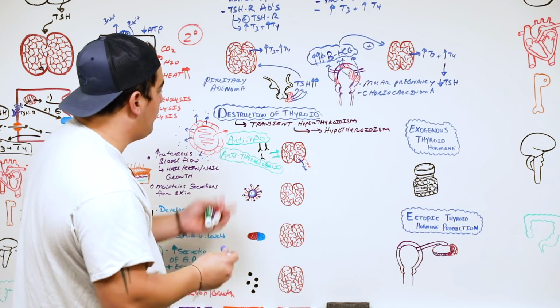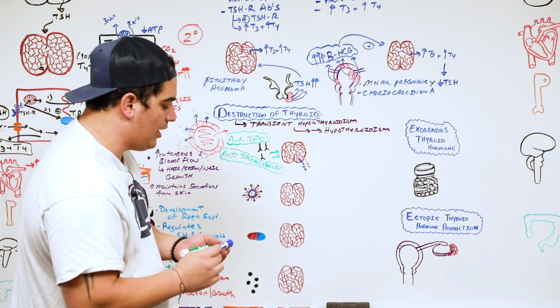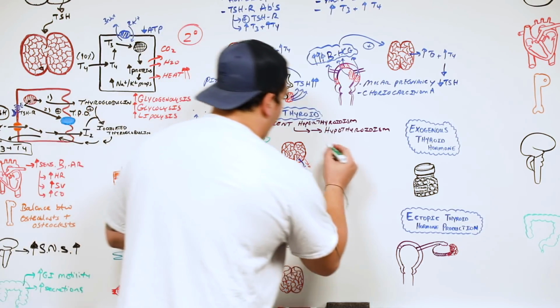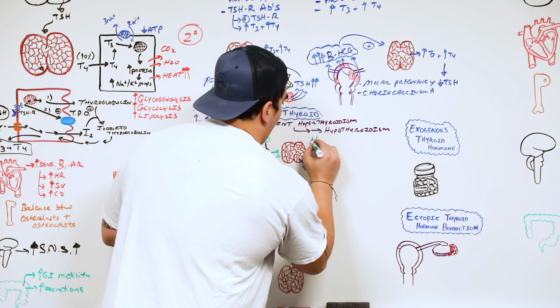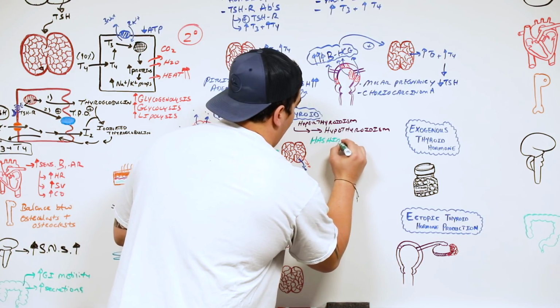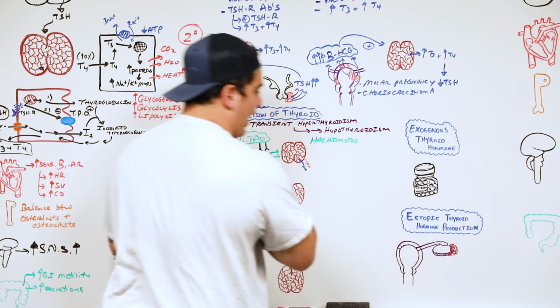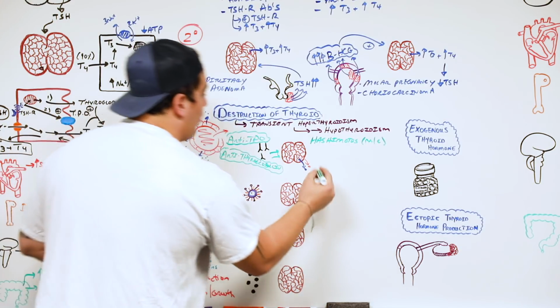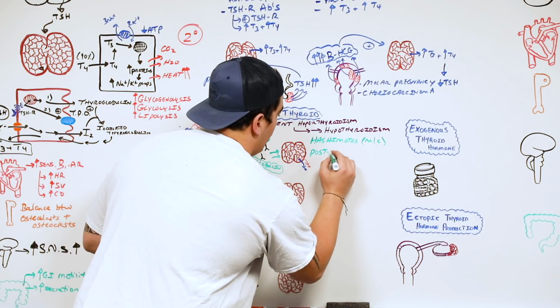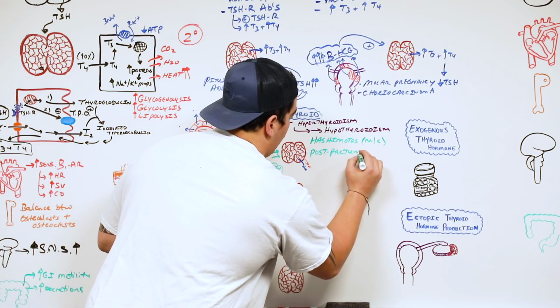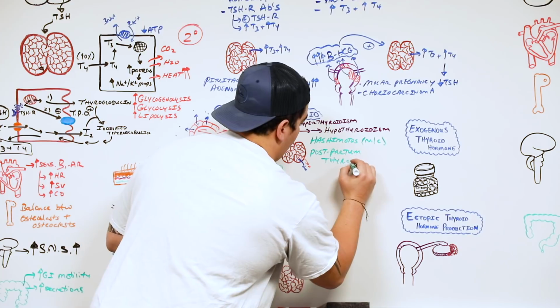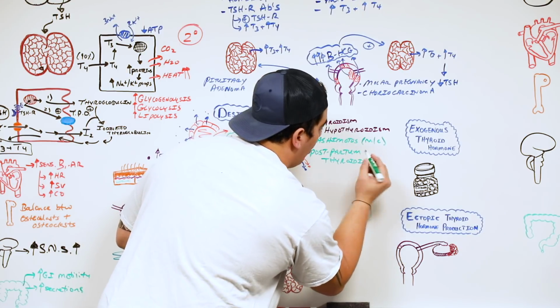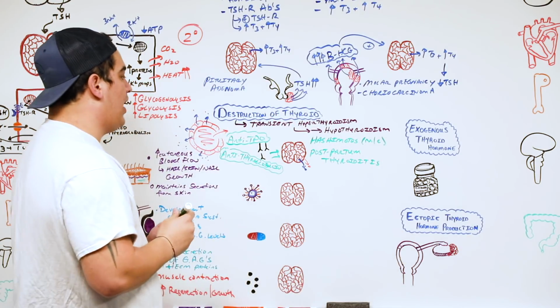What are the two most common causes for these anti-TPO and anti-thyroglobulin antibodies? The first most common is seen with Hashimoto's thyroiditis. This is going to be the most common type. The second one is called postpartum thyroiditis. And this can occur up to 1 year postpartum, okay?